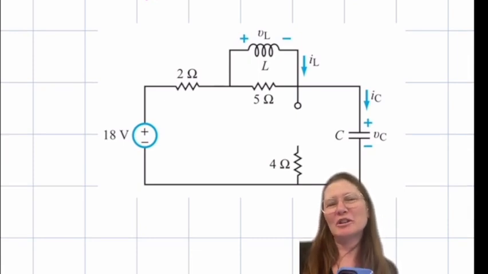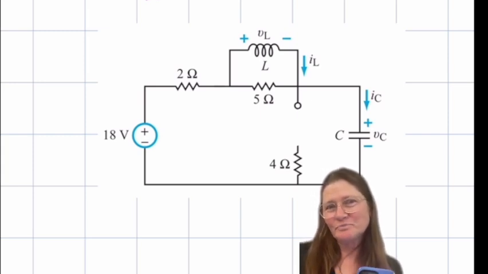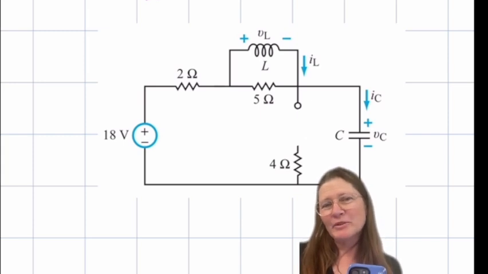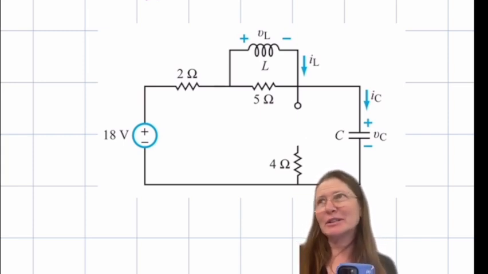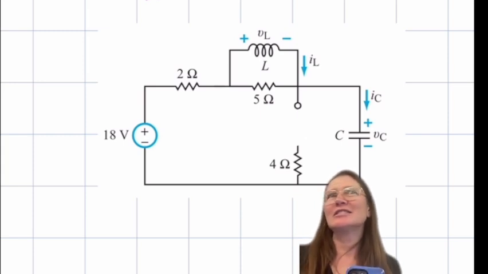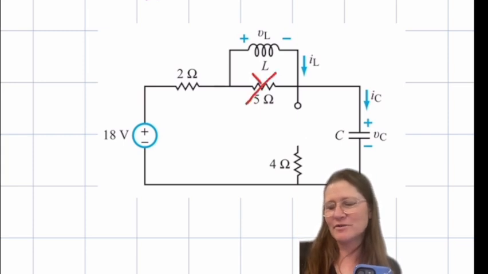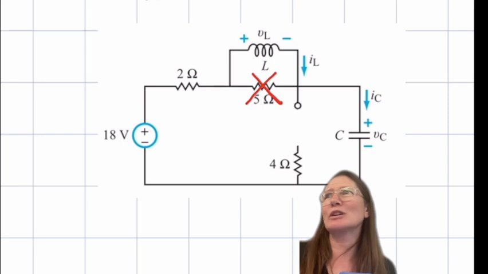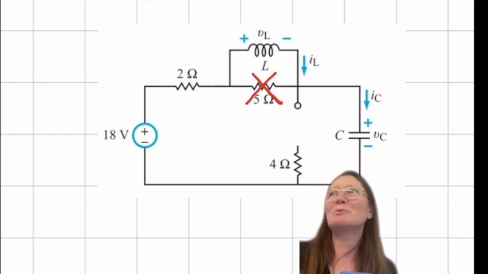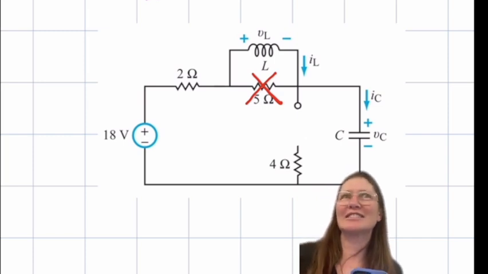So this one's a little trickier because what happens with the inductor after it's sat there for a while? It would be a wire, so it would actually bypass the 5 ohms and you would ignore that one. And so it would be in series, correct?